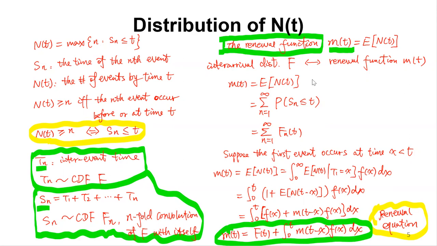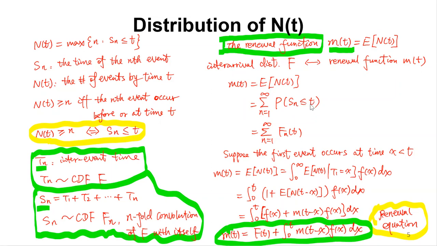Now let's define the renewal function. The renewal function is the expectation of Nt, where Nt is the number of events by time t. The inter-arrival distribution is F. The renewal function is Mt, so Mt equals the expectation of Nt, which is equivalent to the summation from n equals 1 to infinity of the probability that Sn is less than or equal to t.